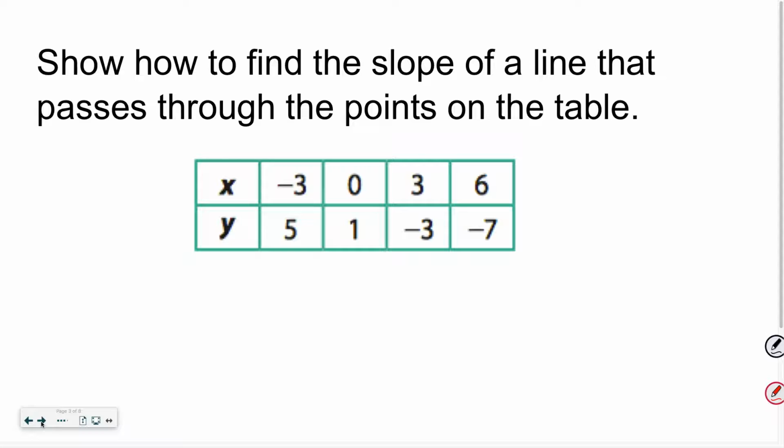Now let's take a look at this table. How can we find the slope of the line using this table? So these are our x's and these are our y's. What can we do with this table to find the slope? Divide the y and... Not just divide. We want to find, well, subtract. What's the slope?